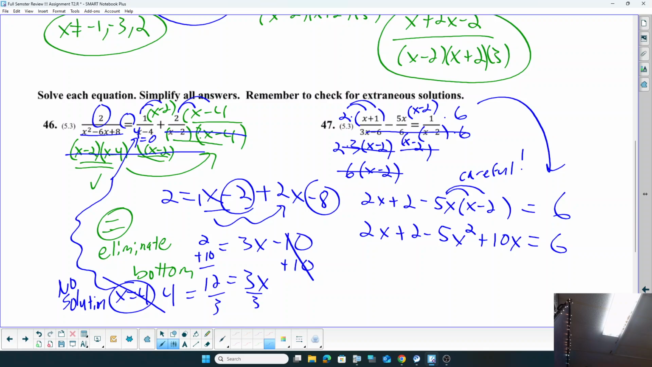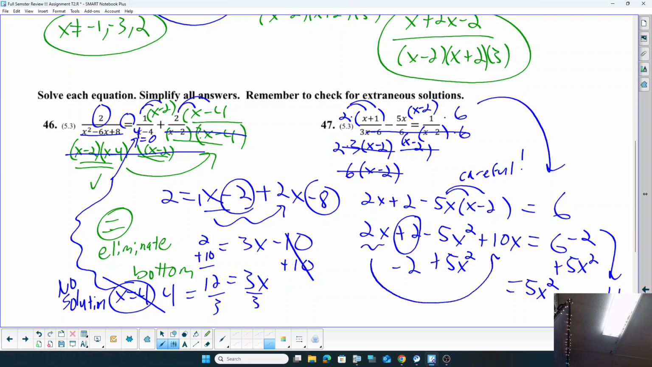So get everything on the same side and factor it. We're going to add 5x squared to this side, so we end up with 5x squared. We have a 2 that we're going to subtract from this side, and so that's going to be a 4. And then we have a 2x with a 10x, and so that's 12x. And so we're going to subtract that 12x to the other side.